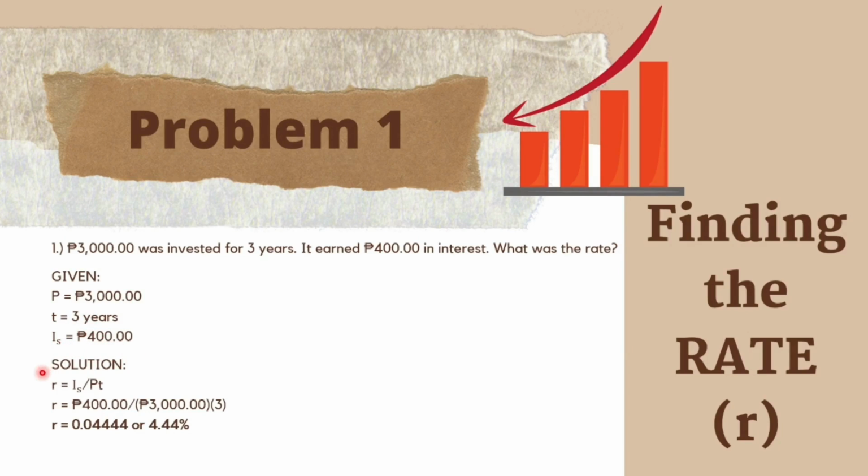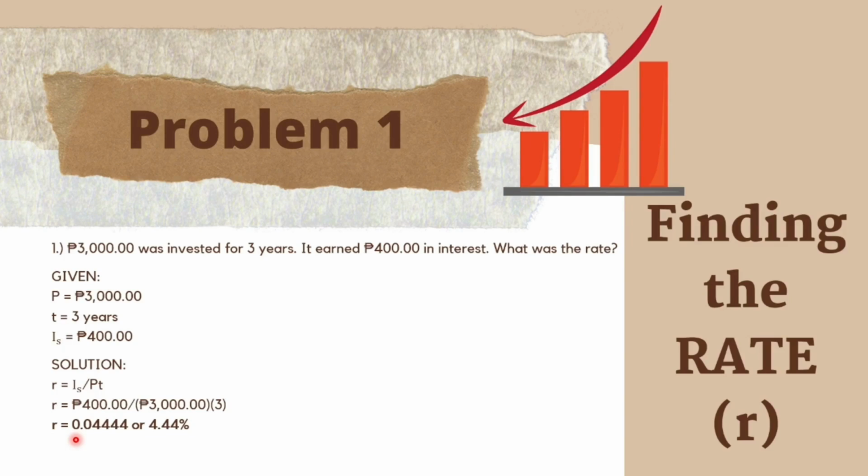So now let us solve. For this specific one, this is the formula that we will use. Rate is equal to simple interest divided by the product of principal and time. Once again, like all the other problems that we solved previously, all you have to do is substitute. We have here the simple interest of 400 divided by the principal of 3,000 times the time of 3. So once you solve that and calculate it, you will get an answer.